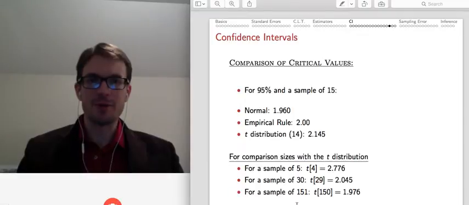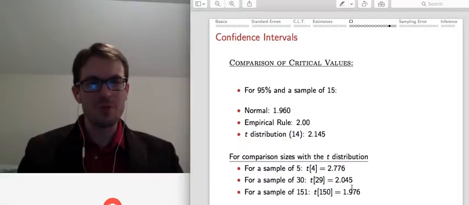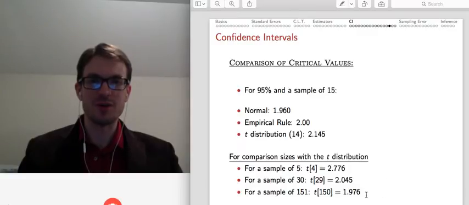On the bottom part of the slide, I give you a comparison of the t-distribution at the 95% level for sample sizes of 5, 30, and 151. Now notice, for all practical purposes, the value matches the normal distribution for the large sample of 151. Right, 1.960 versus 1.976.